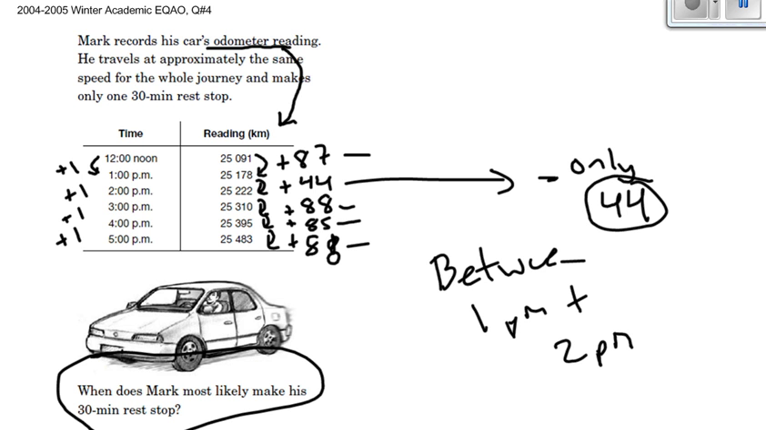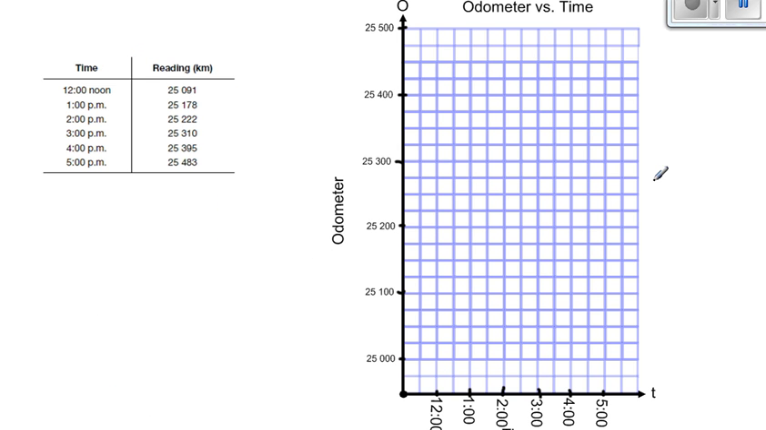Another way of doing this question, by the way, is you could make a graph. So here I've set up the graph already with odometer reading, and I have to make this little jump mark here because I'm not starting at zero. Here's the times down here. So if I plot the points, you can see that this point here doesn't really reflect the same slope, so something else happened between 1 p.m. and 2 p.m. See you in the next video.